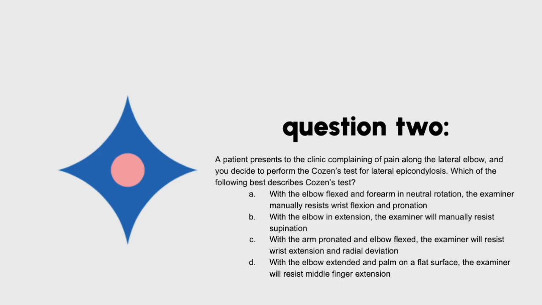Question 2, the best answer here is C. It is the most correct position described by the Cozen's test. You want to have the arm pronated, the elbow flexed as described in the test, and then the examiner will resist wrist extension and radial deviation.